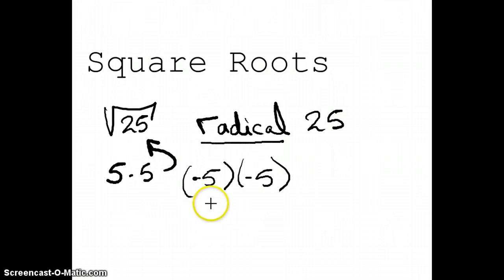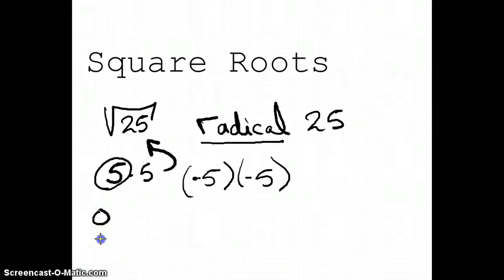Now, for now, until I tell you otherwise, we're just going to deal with the positive square root. So if I ask you to find the square root of 25, I expect you to give me the answer 5.